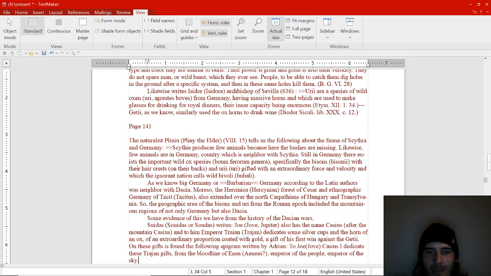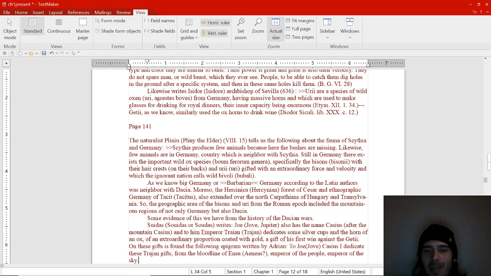Suidas writes that Jove or Jupiter also has the name Cassius after the mountain Cassius, and to him Emperor Trajan dedicates some silver cups and the horn of an ox of extraordinary proportion coated with gold, a gift of his first win against the Geti. On these gifts is found the following epigram written by Adrian: To Jove Cassius I dedicate these Trajan gifts from the bloodline of Aenea, which might be Aeneas, I'll have to analyze that.